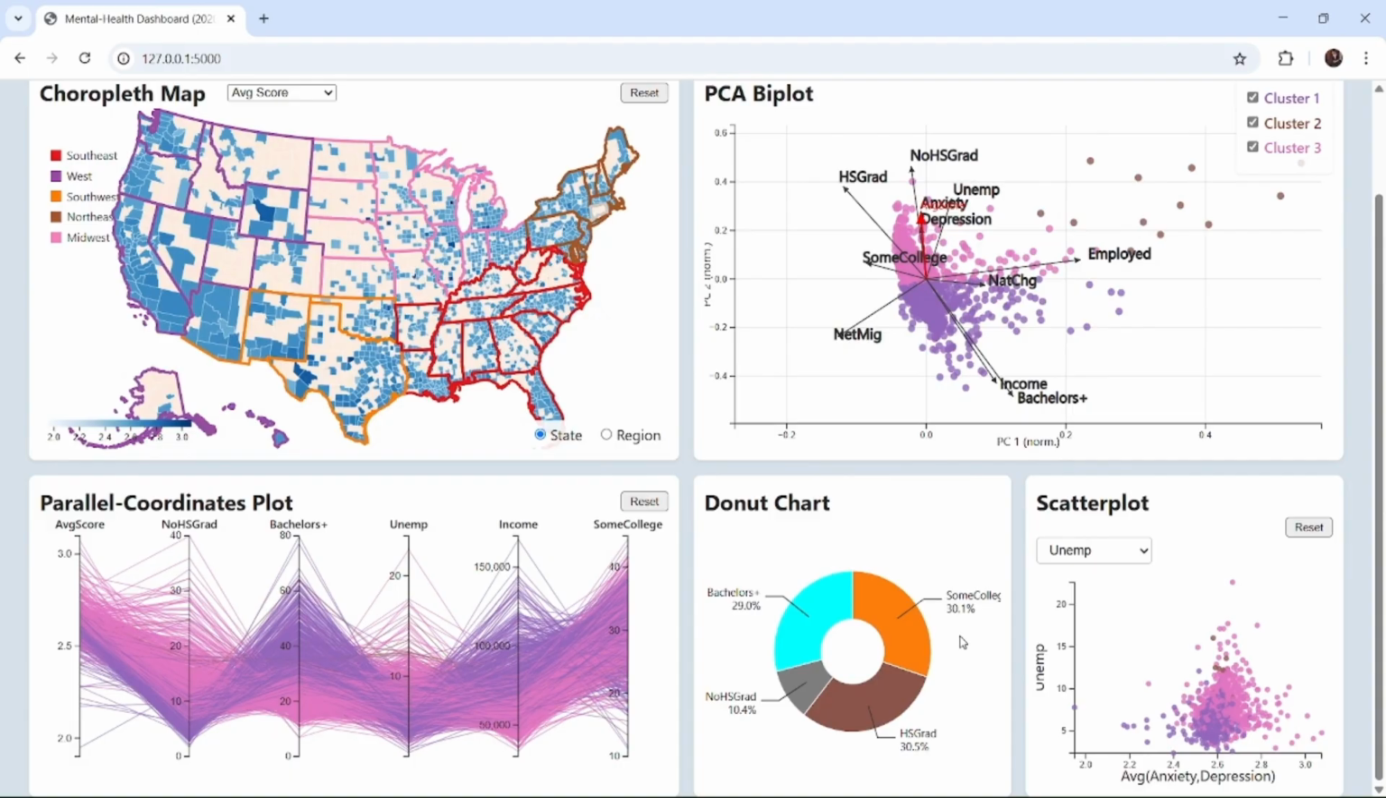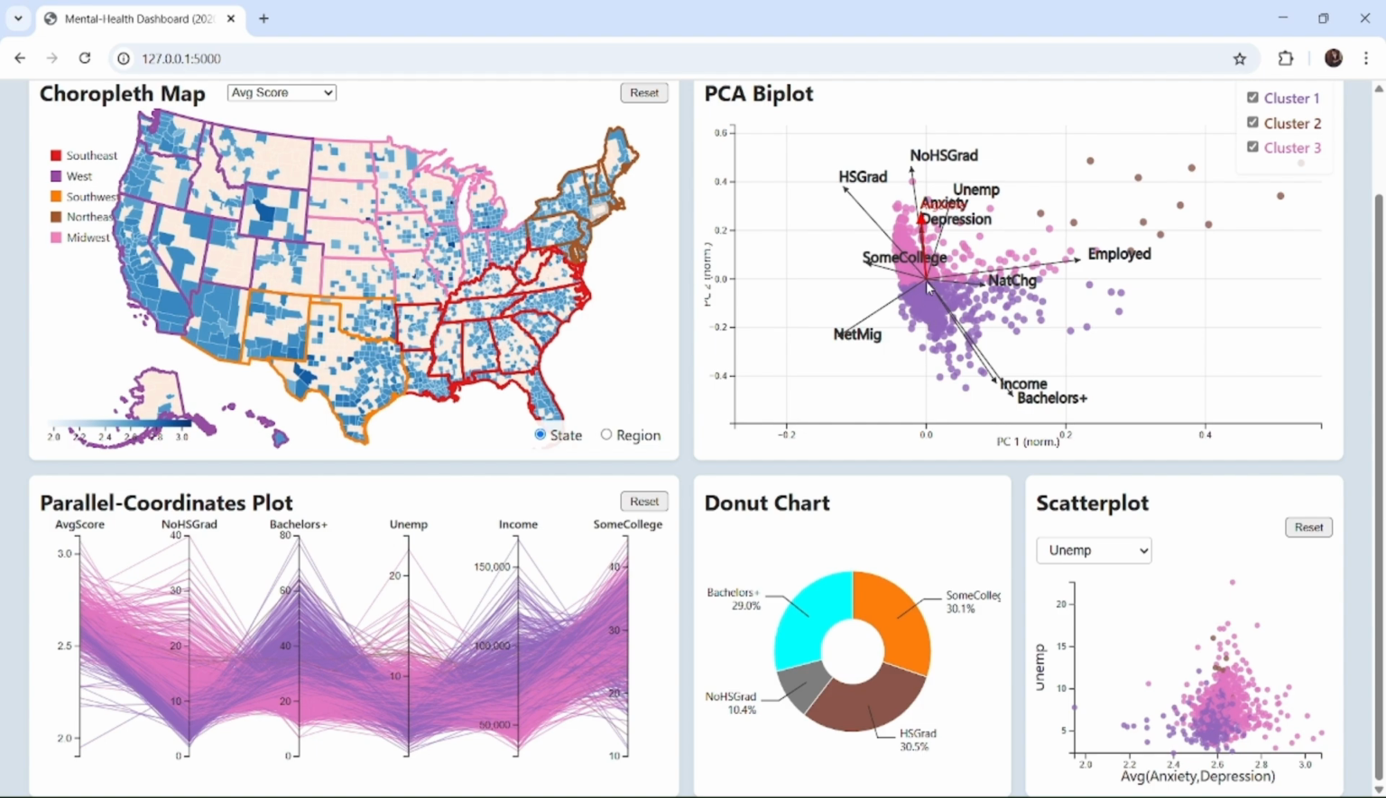Now let's explore the data using this dashboard. First, looking at the PCA biplot, we see that the anxiety and depression red arrow, which marks the average of anxiety and depression, is in the same direction as no high school graduation, as in the percentage of population that doesn't even have a high school graduation degree, and also the unemployment rate. These two variables really strongly correlate with the average depression and anxiety score.